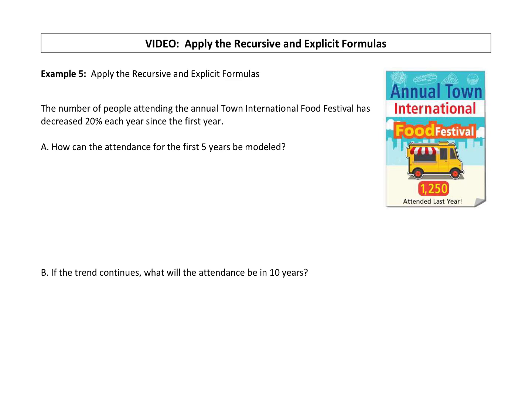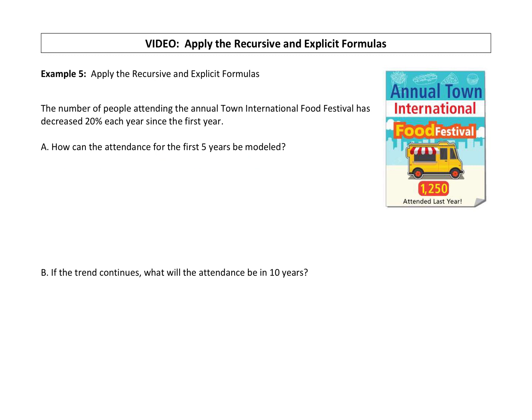Okay, we have our last example. We are going to apply the recursive and explicit formulas. The number of people attending the annual Town International Food Festival has decreased 20% each year since the first year. Well, that's a bummer. Attendance is going down. How can the attendance for the first 5 years be modeled?